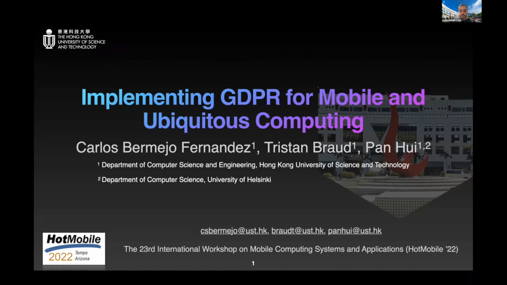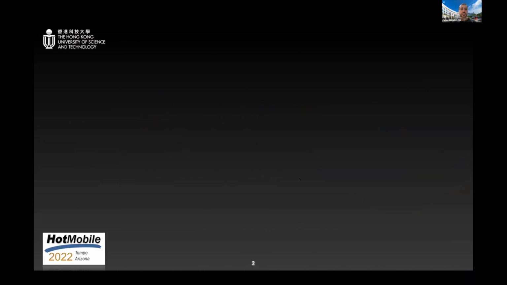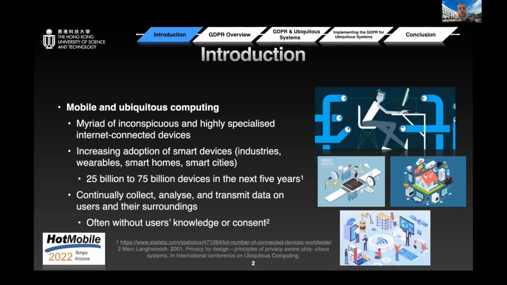Before starting, I will try to briefly introduce what is commonly known as mobile and ubiquitous computing. Basically, it's a myriad of inconspicuous and highly specialized internet-connected devices. You can see examples such as in the industry with the Internet of Things, and what we commonly use nowadays, like wearables, smartwatches, and smart homes.